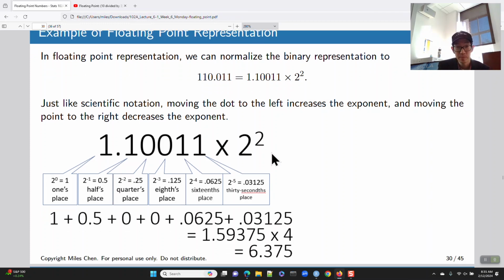So here, 1.10011: we have a 1, and then this is 1/2, no quarters, no eighths. This is a 16th, and this is a 32nd. Again, 2 to the -1, 2 to the -2, 2 to the -3, 2 to the -4, and 2 to the -5. So that's 1 plus 0.5 plus 0.0625 plus 0.03125, which gives 1.59375. And we're multiplying this by 2 to the 2nd power, so multiplying by 4, and we get back 6.375.